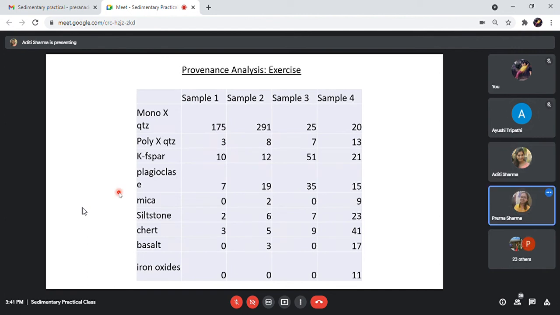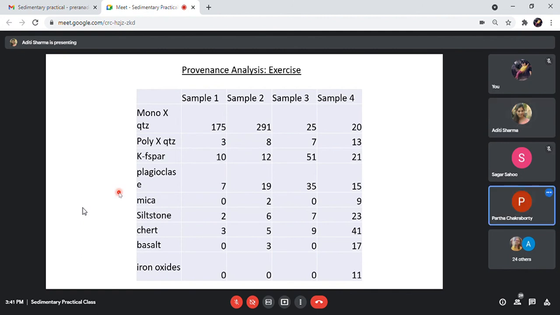Ma'am, the second one is coming on the line of Craton Interior and the recycled origin. Ma'am, on the line.